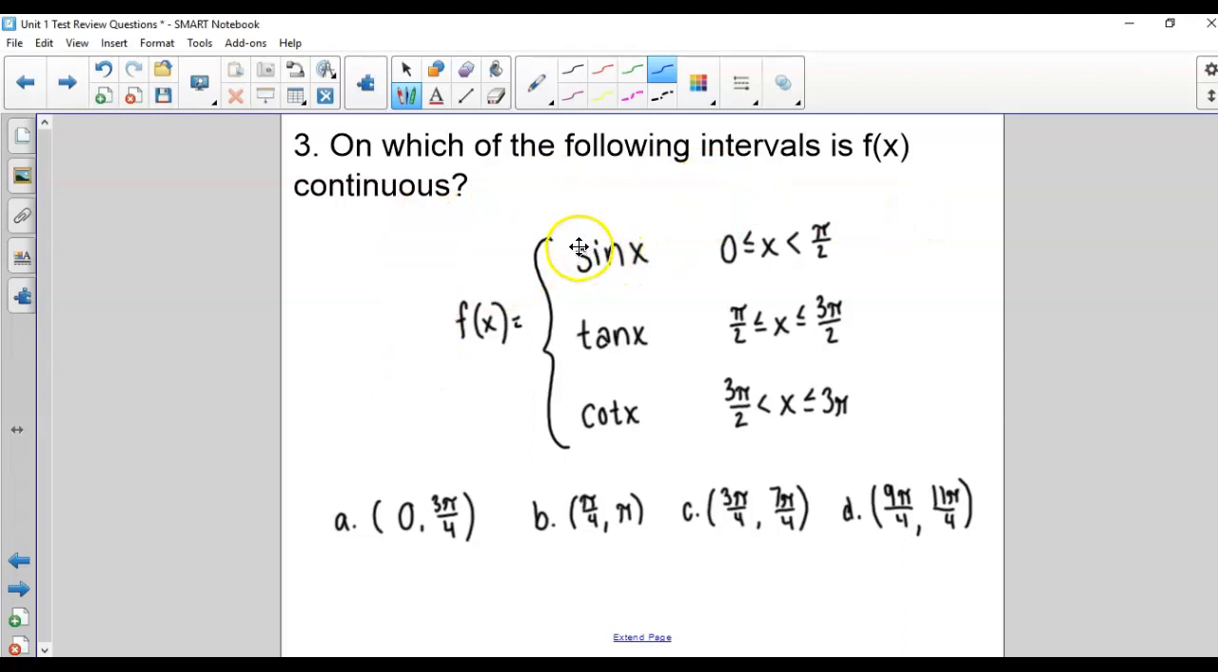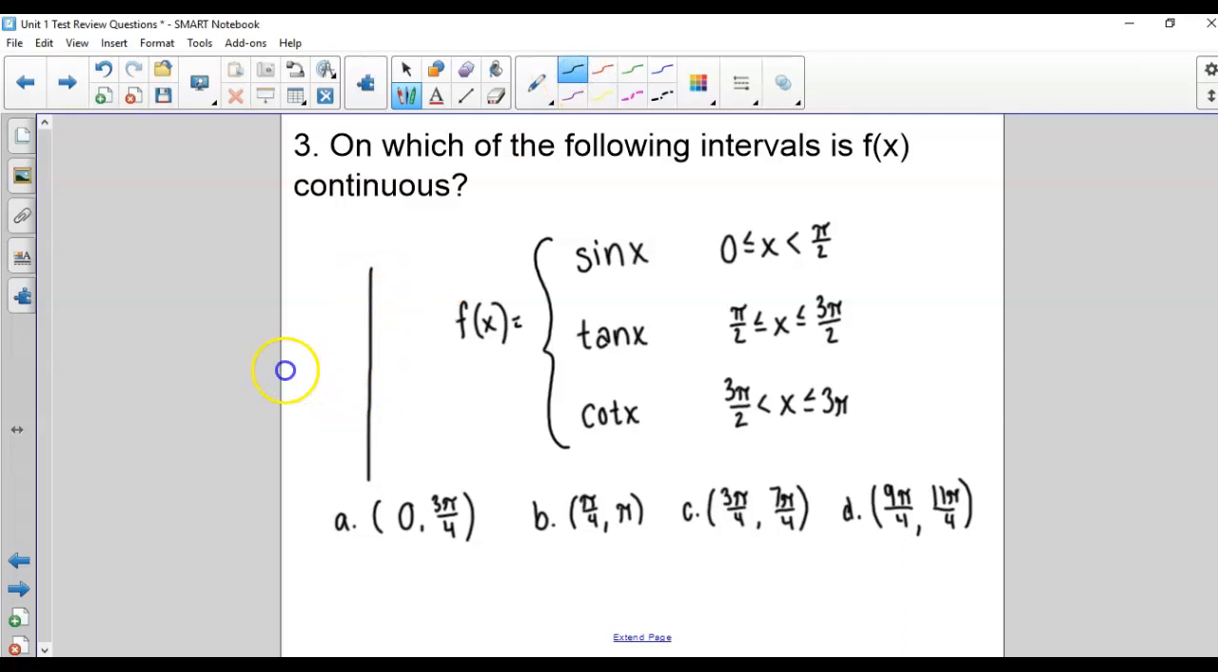Okay, here's our next example that I wanted us to do. We have this function, and we need to tell on which intervals this function is continuous. So we basically need to find all the discontinuities so that we can make sure they're not in any of these intervals here.